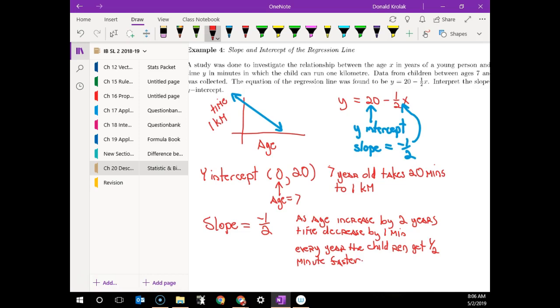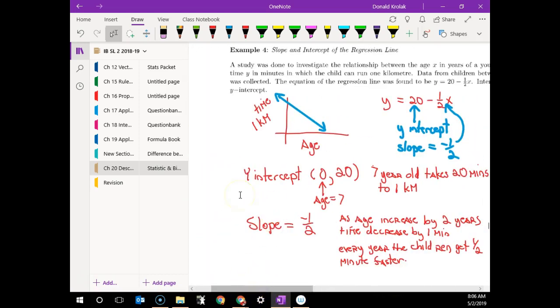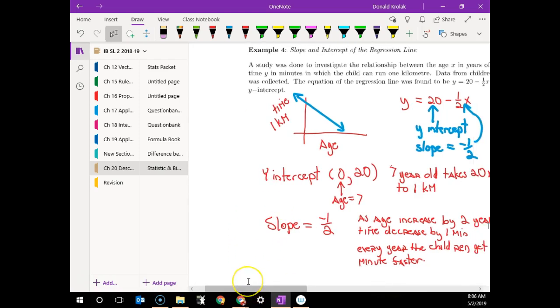Now, there's a limit to that, because obviously, if you kept drawing this line, at some point their time would be 0, which is not real. It would just be non-linear. That wouldn't make sense anymore. Someone doesn't run a kilometer in 0 seconds when they turn a certain age.